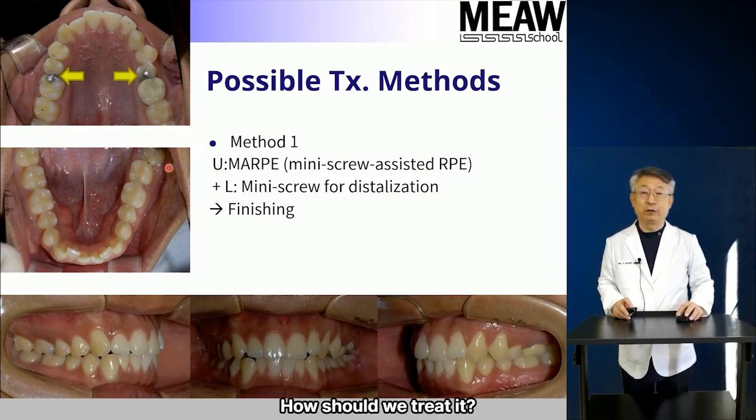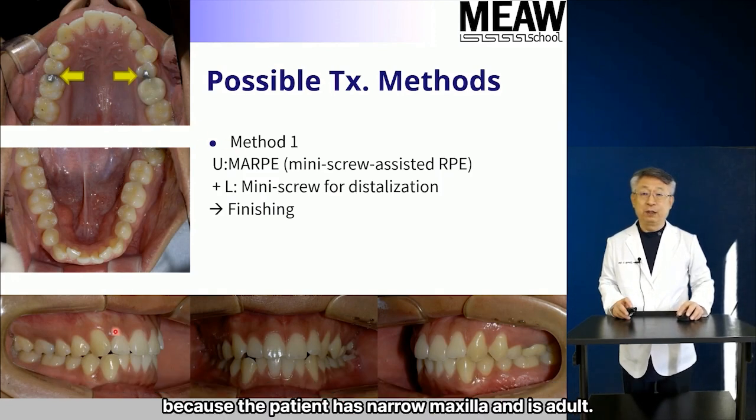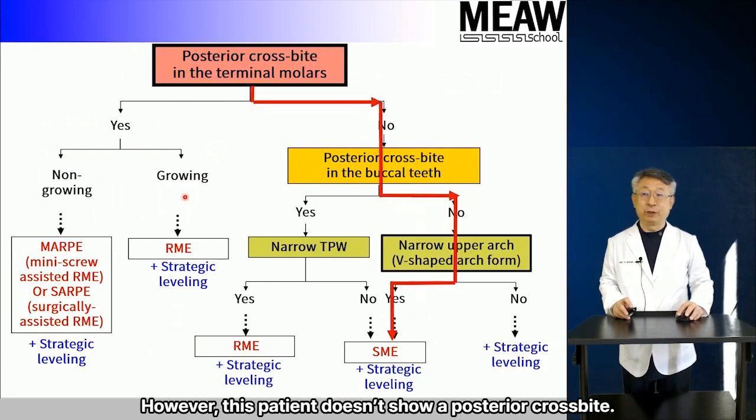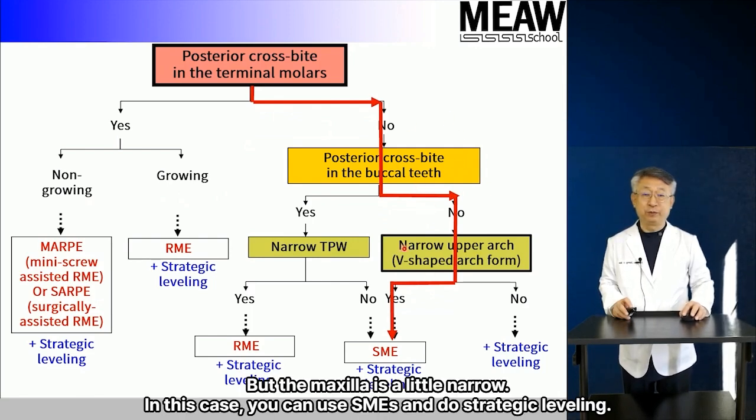How should we treat it? Many want to expand the maxilla by using MARPE and to move the entire mandibular anterior teeth backwards, because the patient has a narrow maxilla and is an adult. However, this patient doesn't show a posterior crossbite. The lateral tooth group is also not crossbite, but the maxilla is a little narrow. In this case, you can use SMEs and do strategic leveling.